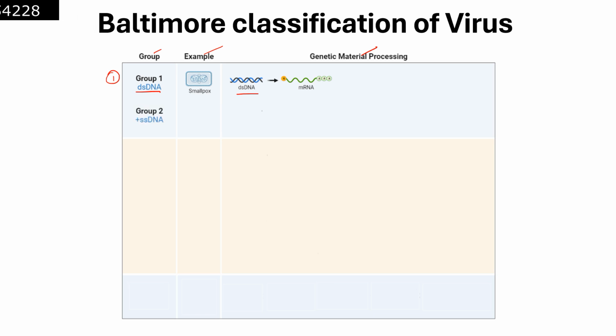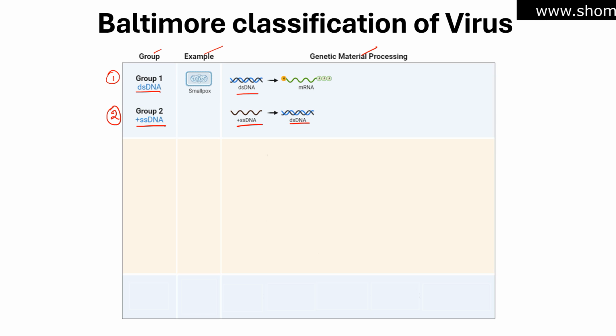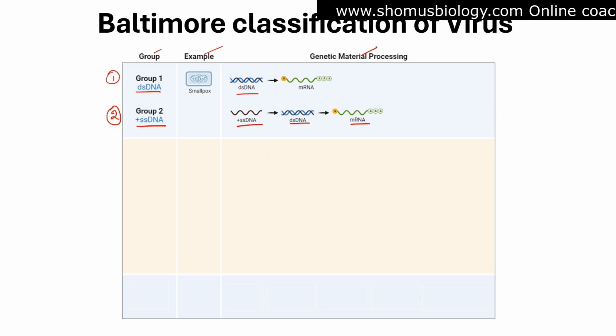Second one is group 2, single-stranded DNA virus. The genetic material is single-stranded DNA, but we call it plus-stranded DNA. This means this plus-strand DNA can make a double-stranded DNA. Using the plus strand of the DNA, a minus strand will be created, which is the complementary strand of the DNA, and then this double strand of the DNA will be capable of making an mRNA, and then the proteins will be made. This is the group 2, or single-stranded DNA story.